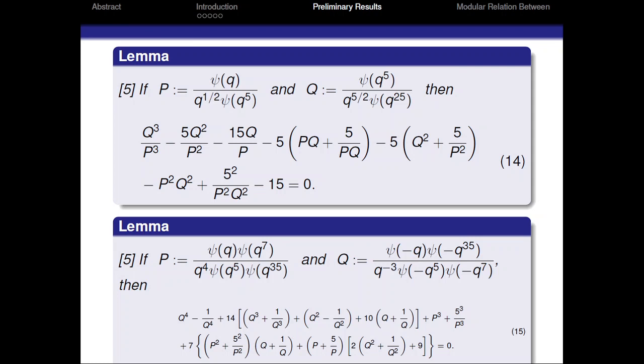If p is equal to psi of q into psi of q power 7 divided by q power 4 into psi of q power 5 into psi of q power 35, and q is equal to psi of minus q into psi of minus q power 35 divided by q power minus 3 into psi of minus q power 5 into psi of minus q power 7. That can be expressed as follows.